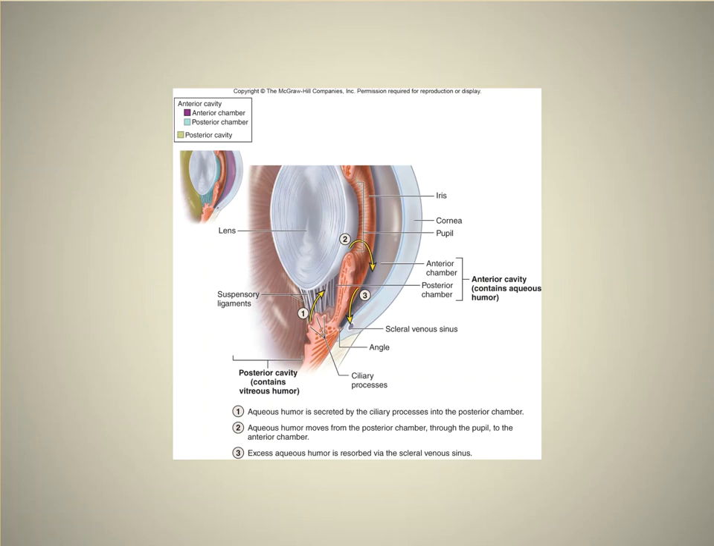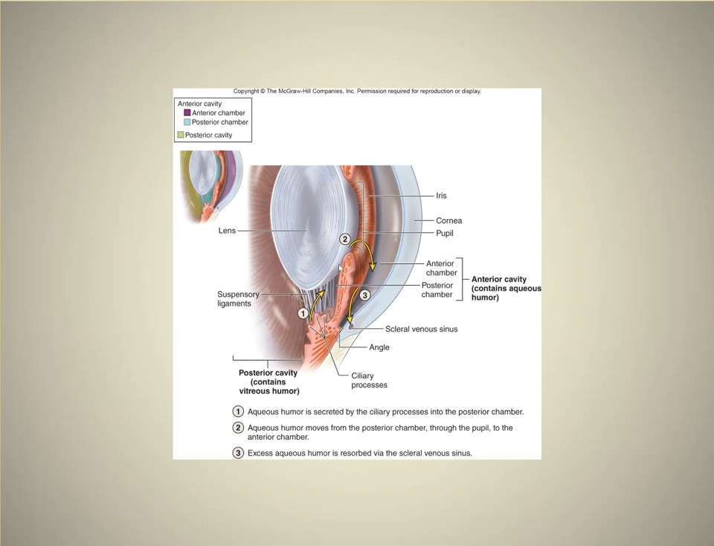Here's a figure of the lens, and to the left is the posterior chamber, the suspensory ligaments, the ciliary process, the iris, and the flow of aqueous humor from the posterior chamber of the anterior cavity, through the pupil to the anterior chamber of the anterior cavity, and collected by the sclerovenous sinus, which used to be called, in my day, the canals of Schlemm.